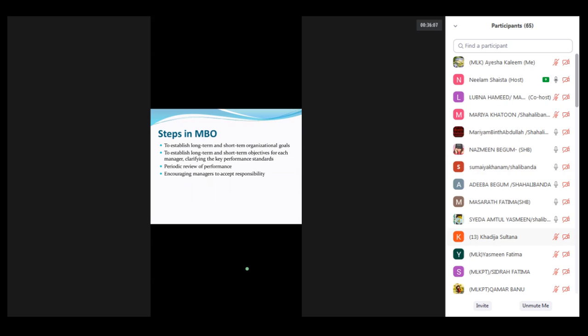Fine. Moving ahead to the steps in MBO. What is the first step in MBO? That is to establish long term and short term organizational goals. All of you mute yourselves. To establish long term and short term organization goals, and to establish long term and short term objectives for each manager. For organization goals and for the manager also, the long term and short term objectives are being given.